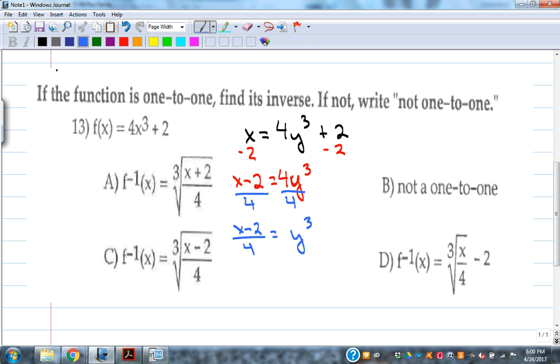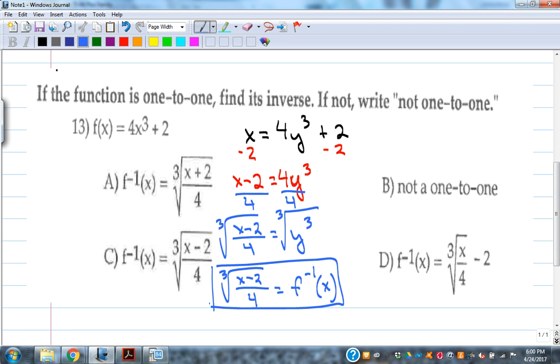And then the opposite of cubing something is to do what? Take the cubed root. And that's our inverse. The cubed root of x minus 2 over 4, and that's f inverse of x. Which matches C. Yeah, x minus 2. Yeah, C should be the correct answer for 13.